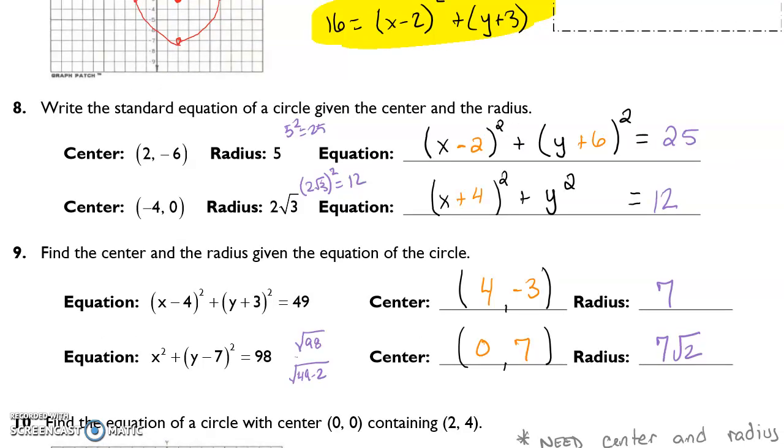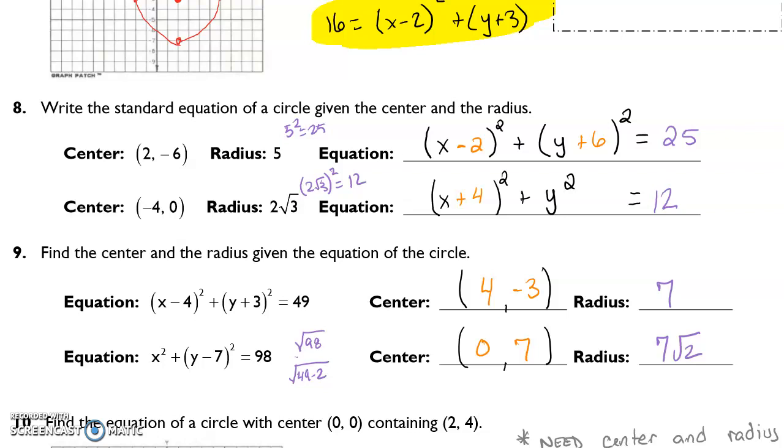Alright, I'll give you a second here to check your answers, and I'll just keep talking. Make sure that when the center coordinate is a negative, that's when you're adding to your variable. And when it's a positive, that's when you're subtracting. And you have to square your radius when you write your equation. So you have to square 2 root 3 to get 12.